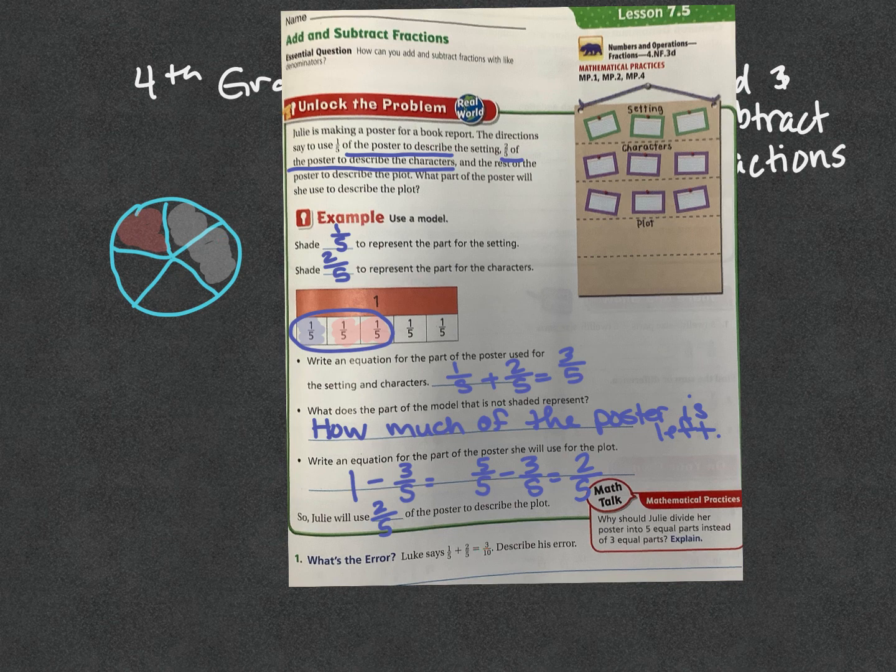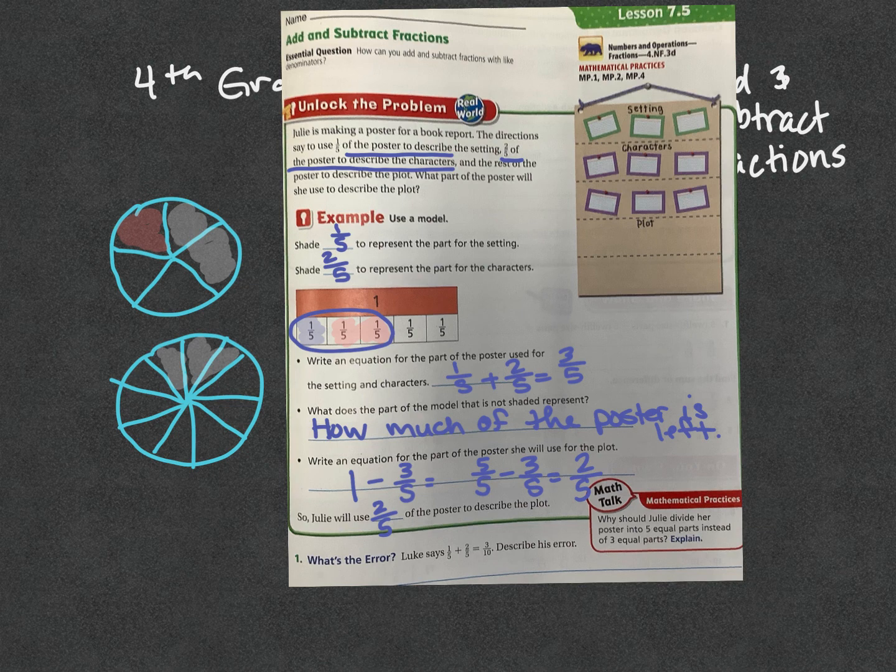He says it's 3/10. 3/10 does not look like this. This is 3 out of the 5. 3/10 will look like this. And that's different, right? That's much less than this. So he tried to cut these even more into tenths. No, it stays cut into fifths. We're not cutting the pieces up anymore. We're just talking about how many are already there.